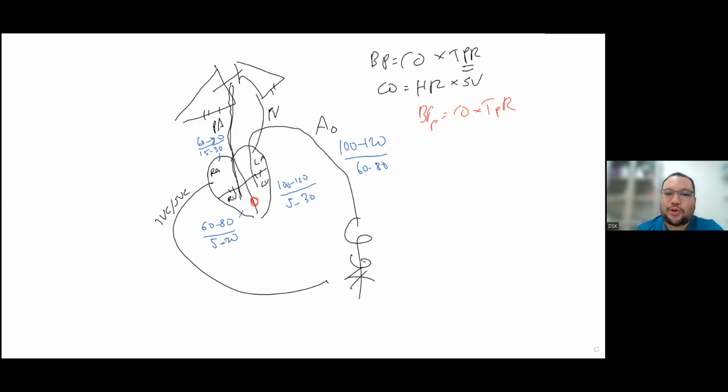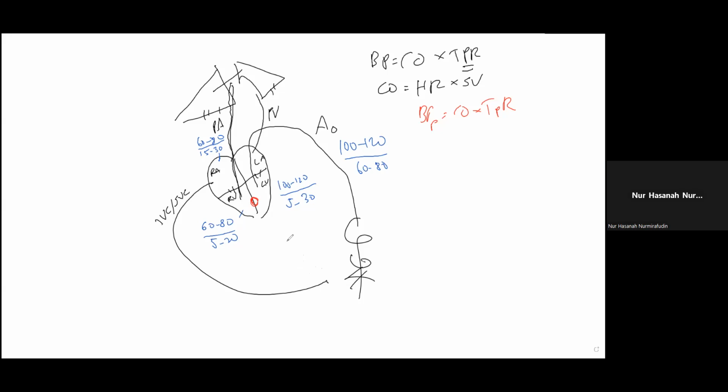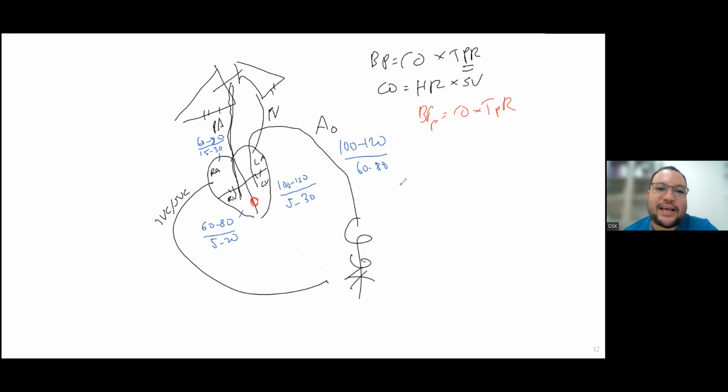Kan? Okay, so if you look at here, we put a hole dekat dia punya between the ventricles, interventricular septum. Okay, cuba tengok dekat masa systolic, ada pressure gradient tak? Ada kan? Masa systolic there's pressure gradient. Banyak tak? So 60, 80, 100, 120. So quite a lot. Kan? So masa systolic there is a pressure gradient.